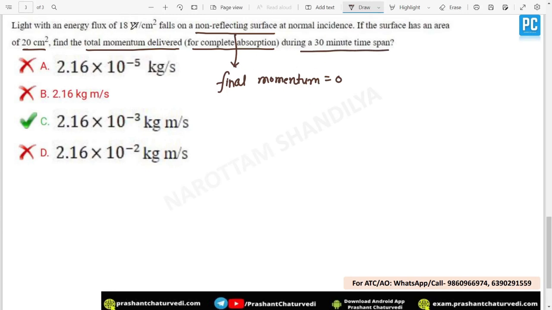See, first of all, the energy flux of 18 watt per centimeter square has been given to you. First of all, I will be calculating, see, how you will calculate the total momentum. The rate of change of momentum is force, and I had told you that force into velocity is given by the power, right? Sorry, power will be your final answer.